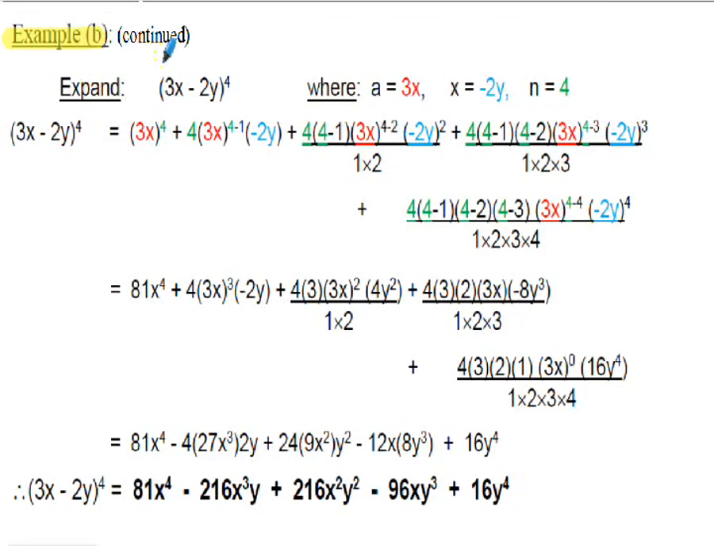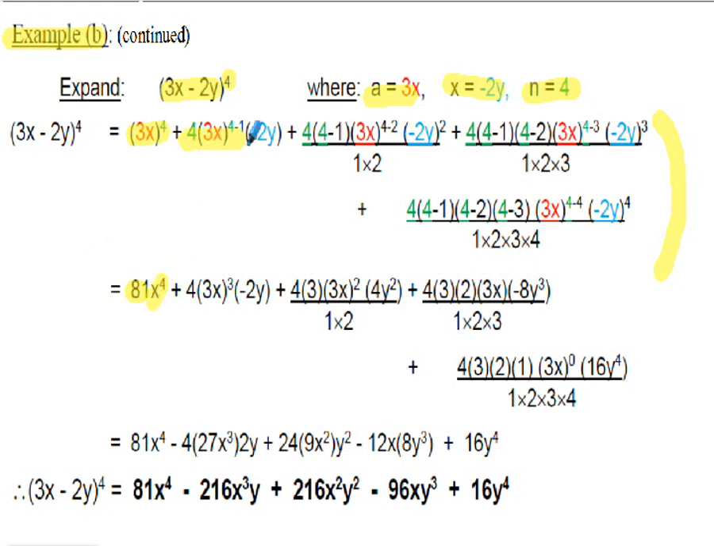Example 1b continued here. Our problem, don't forget, is 3x minus 2y all raised to the power of 4. Our a is 3x, x is minus 2y, and our n is equal to 4. I just repeated this line here for convenience. Now what I'm going to do is raise the brackets to their appropriate powers. So taking the first term, I've got 3x to the power of 4. Don't forget 3 to the power of 4 is 81, so that's 81 times x to the 4.